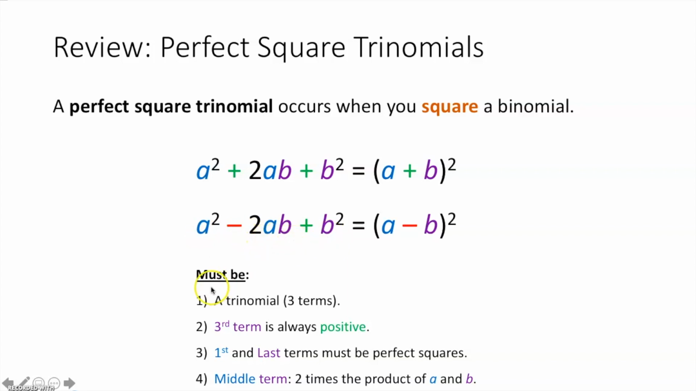So here you can see in a perfect square trinomial, you must have 3 terms. So we got 1, 2, 3. 1, 2, 3. The third term is always positive. The first and last terms must be perfect squares. And the middle term is 2 times the product of a and b. Again, notice the signs. That's the only difference between these. So just memorize the form, and then the sign between these is going to be the sign of your middle term. So let's try one.